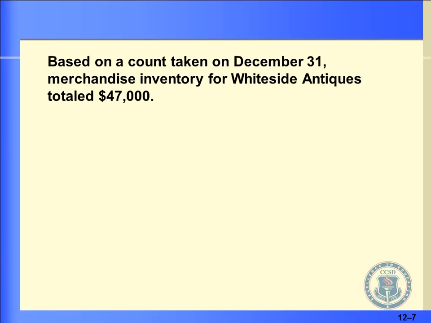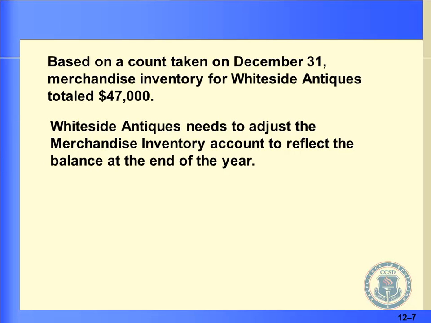So based on a count taken on December 31st, merchandise inventory for Whiteside Antiques totaled $47,000. So they went around the warehouse, they counted everything up, and they came up with $47,000 worth of materials. Now, they need to adjust merchandise inventory to reflect the balance at the end of the year. This adjustment's made in two distinct steps.